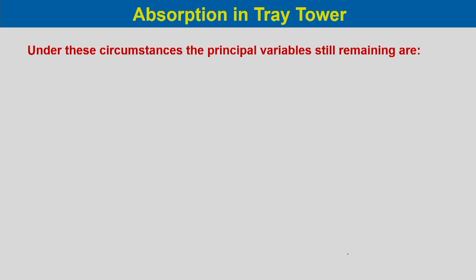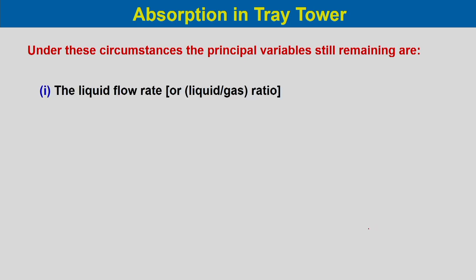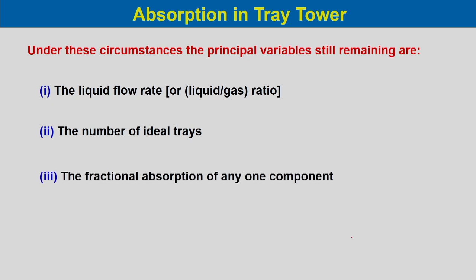Under these circumstances, the principal variables still remaining, which are highlighted here, are the liquid flow rate or the L by G ratio, either of which has to be estimated, the number of ideal trays required for the separation, and the fractional absorption of any one component. Since it is multi-component absorption or stripping, the fractional absorption of a particular component has to be known, so it is a principal variable over here.